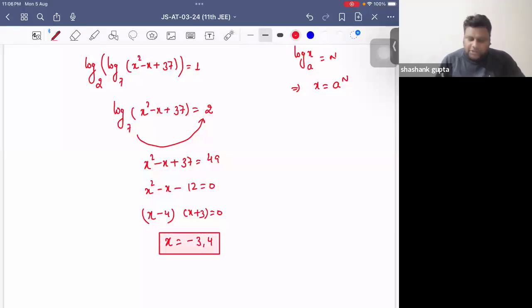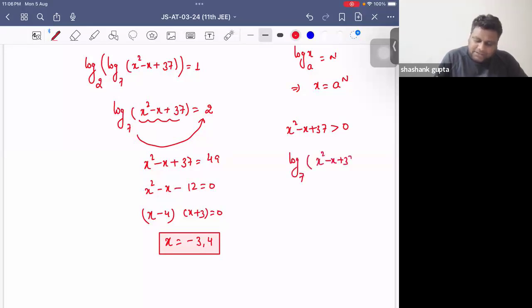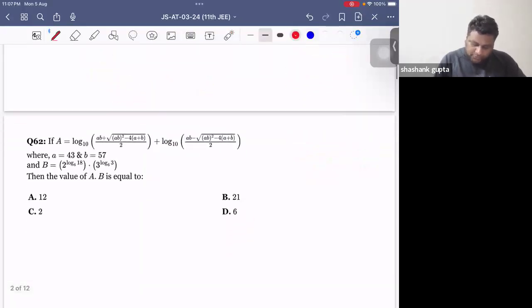As such, one more small thing which I should consider. This component should be more than 0. So x square minus x plus 37 should be greater than 0, which it already is because its discriminant is negative. Another thing, log base 7 of x square minus x plus 37 should also be greater than 0. But since we are discussing it for 2, that means it is by default greater than 0. So this is your correct answer. All right. Now let's move forward.